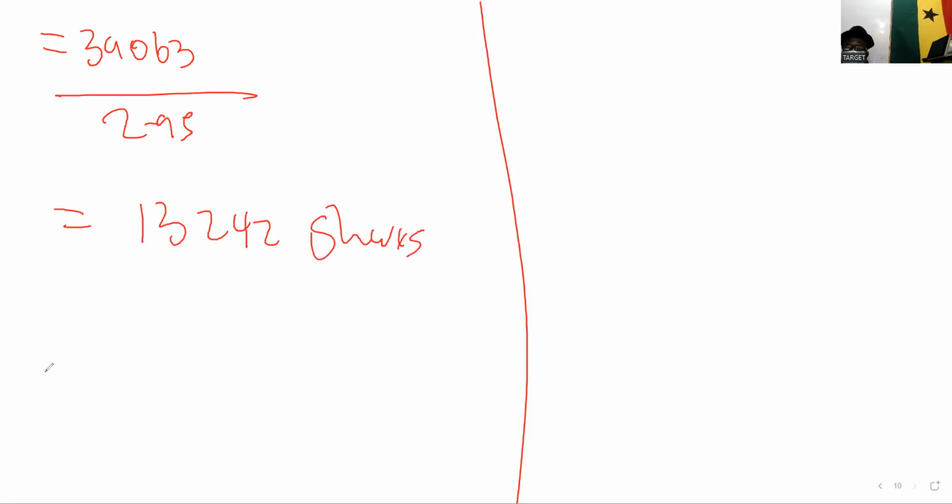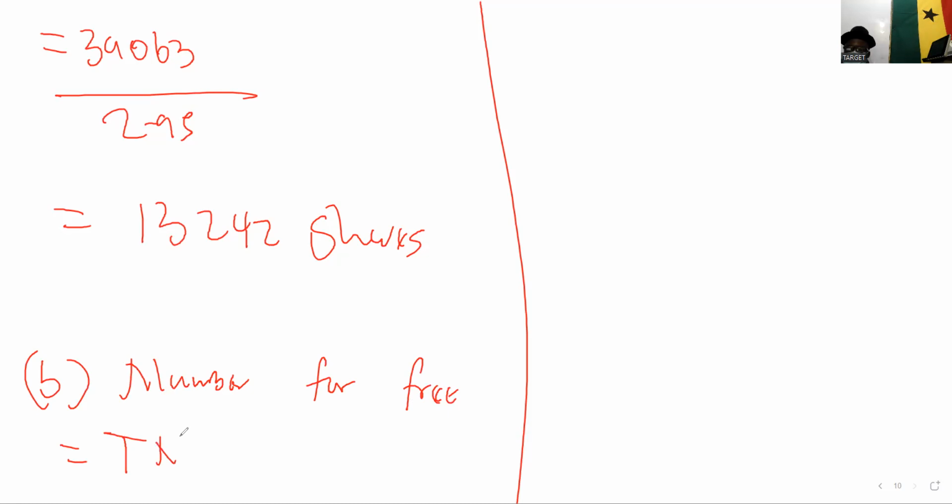So now we have to find B, number of shares at free or for free. That one is equal to the total number of shares minus the shares at full market price.